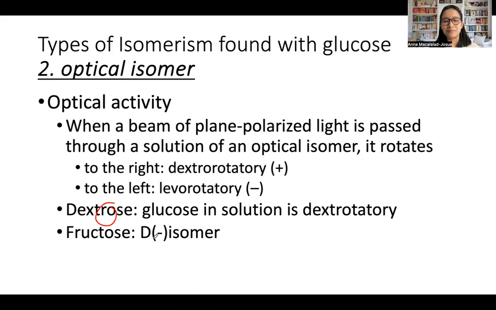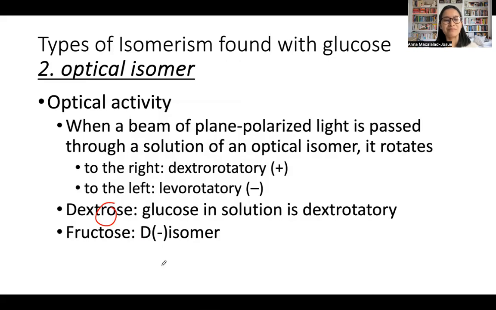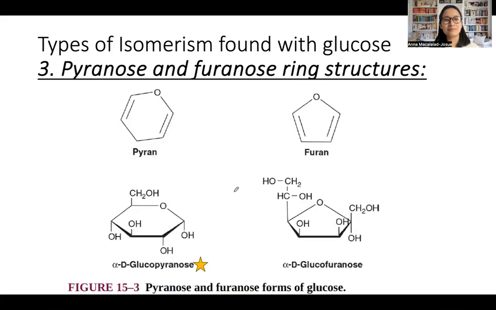Fructose, on the other hand, is a D isomer, similar to this one, but it's levorotatory when in solution.